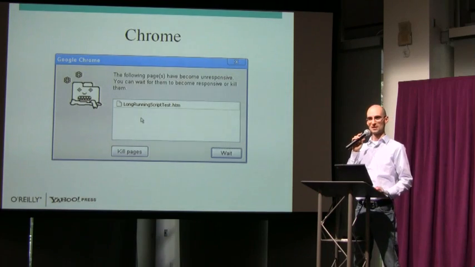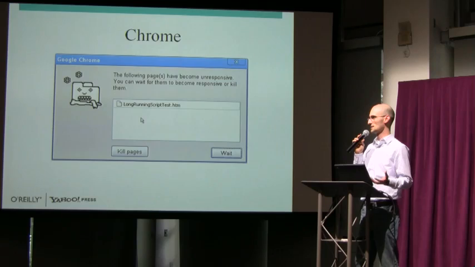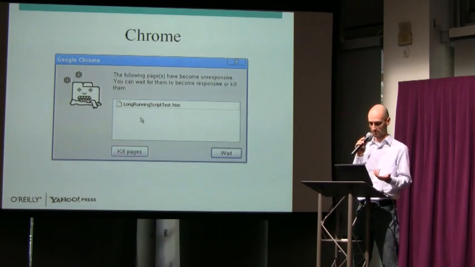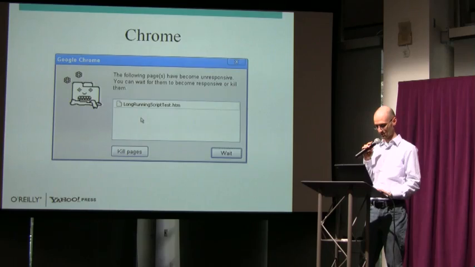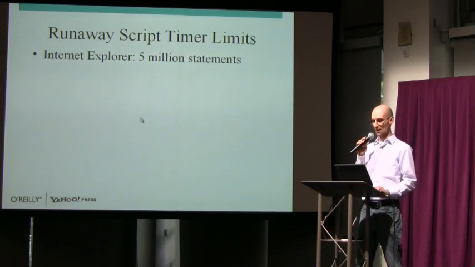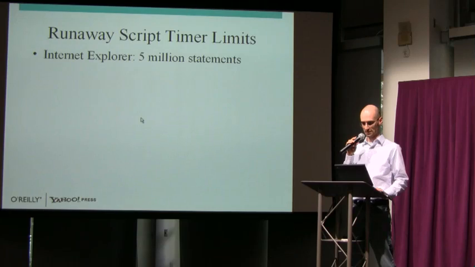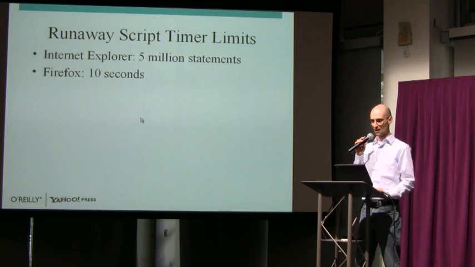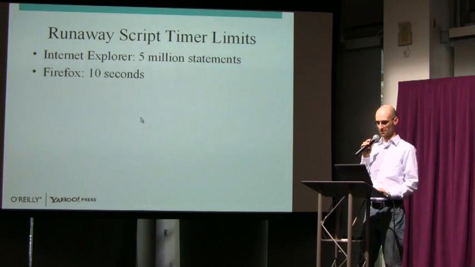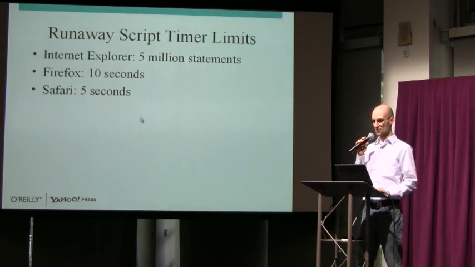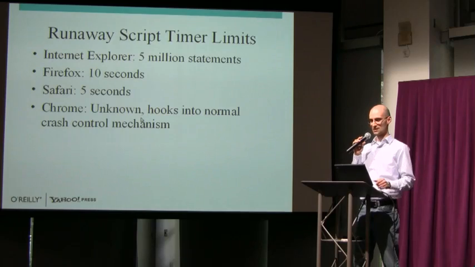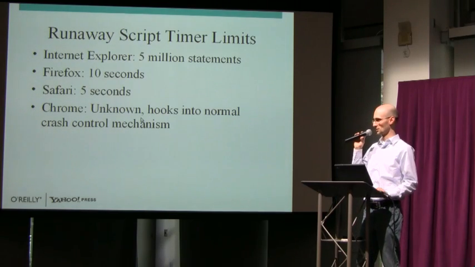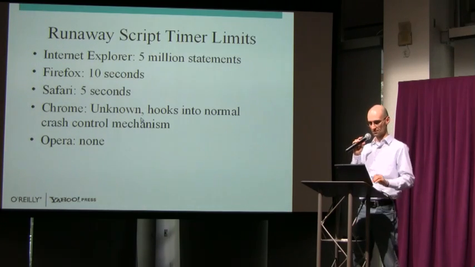Chrome actually does something interesting. It doesn't have a separate runaway script timer, but it ties into the general crash protection mechanism, and that makes unhappy folders left and right. The limits we're looking at here: Internet Explorer has a limit of 5 million statements. If you feel like hacking the registry, you can change that, but I wouldn't recommend it. Firefox, last time I checked, was about 10 seconds, and I'll admit I did not check that in Firefox 3.6 before I came up here. Safari was 5 seconds. Chrome was really unsure. I could get it to crash if I really tried hard, but hopefully that doesn't happen normally. And then Opera, of course, none.